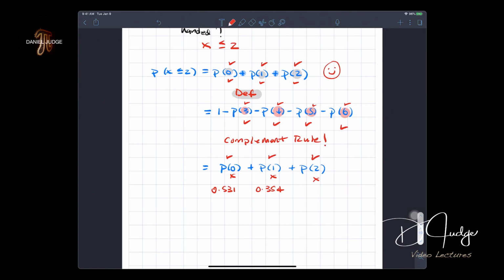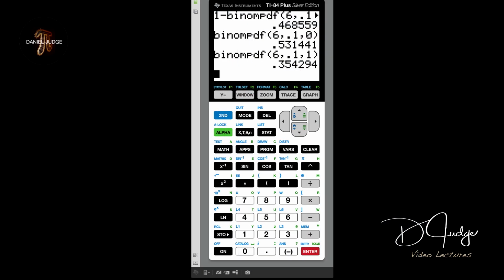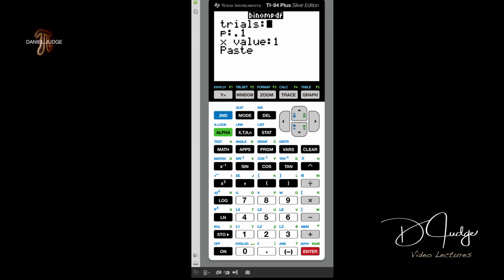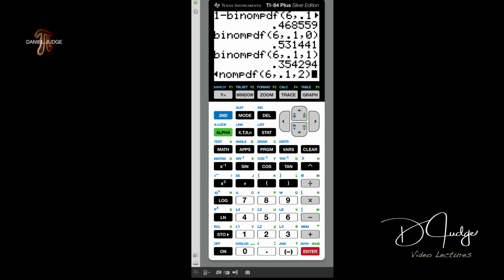So let's go to the TI. And second, distribution, go all the way down to A. Hit enter. We now have to just change the X value to 2. Everything else is the same. So we're going to paste that. And we get 0.098. This is the value for P of 2.